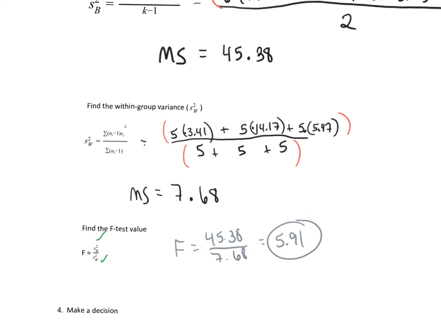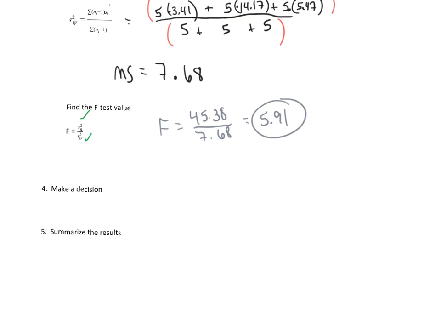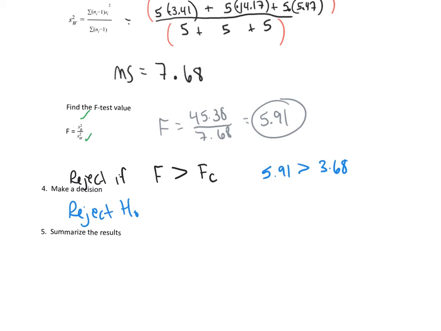Now that we've done all that work, we're ready to make a decision. The key is we will reject if the F value is greater than the F critical value. And in this case, it is, because our F value is 5.91, and our critical value, which we found from that chart, is 3.68. So we will reject the null. The null said that they were all the same. If we're rejecting that, then we can claim the alternative, which says at least one is different.